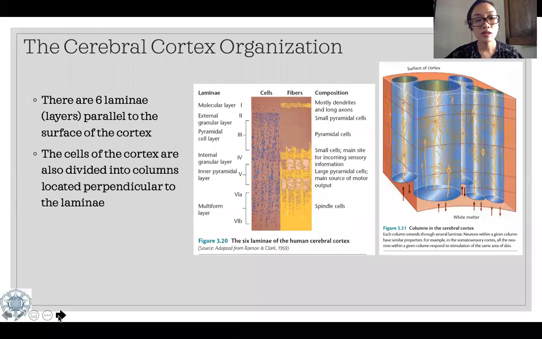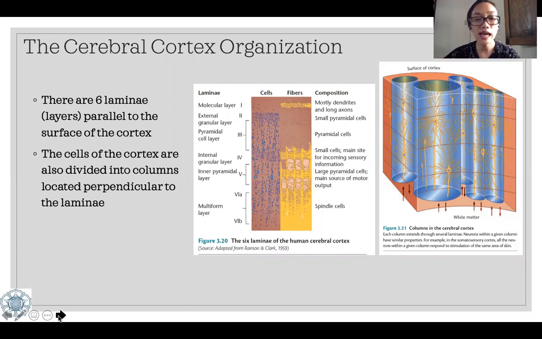And the microscopic structure of the cells of the cerebral cortex varies from one cortical area to another, as does the density of the neurons per volume. So much research has been directed toward understanding the relationship between structure and function.